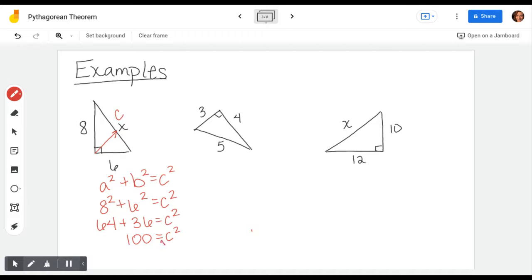So the opposite of squaring something is taking the square root. The square root of 100 is 10. So my missing side length is a 10.